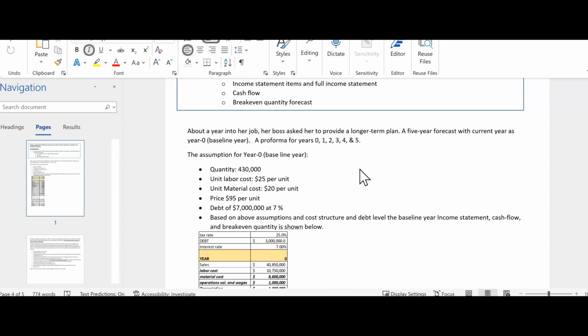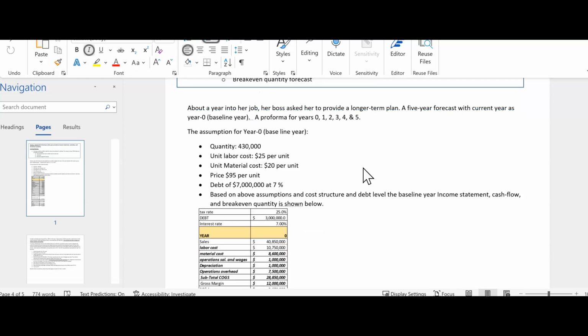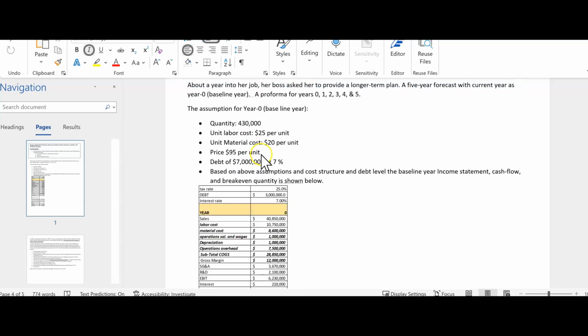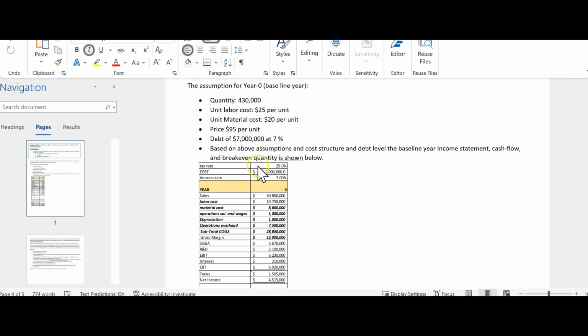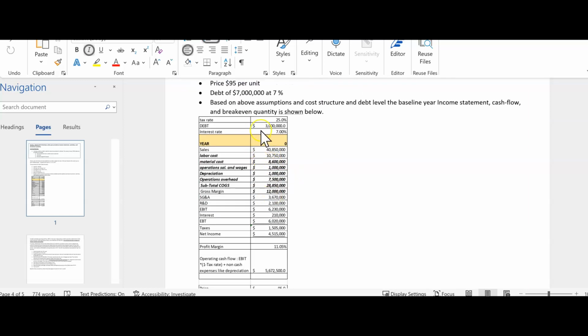So here we'll start out with a scenario for 1 year. The case will describe to you what 1 year looks like, which is called year zero, since in the time value of money concept, the base year is considered year zero. What is the quantity, what is the labor cost, material cost, and from there one can figure out what the income statement would look like. So you can look at it here, and you can see it.